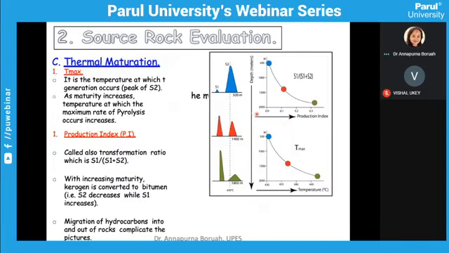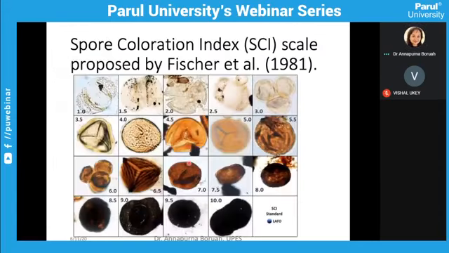I'll show you later. And for these parameters like Tmax and production index, Tmax, as I told you, you'll directly get from the Rock-Eval pyrolysis. Then production index, you have to calculate from the S1 and S2 values. Why is it important? Because with increasing maturity, kerogen will convert to bitumen. And from production index, you will get information about the genetic potential of the shale, meaning whether it is commercial or not, that you can identify.